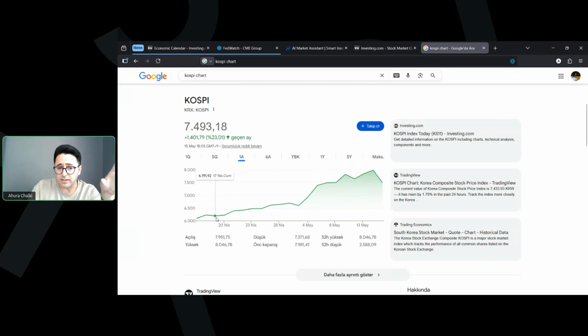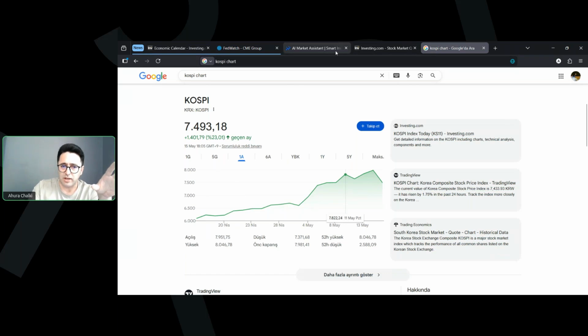That's 1 month. It's not about several months. This jump is from 6,000 to more than 8,000 in a month. The main reason for the Kospi's movement was AI-based and tech-based companies. So that was what happened here.